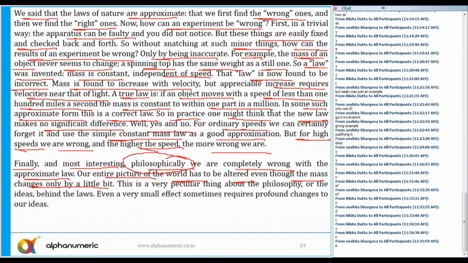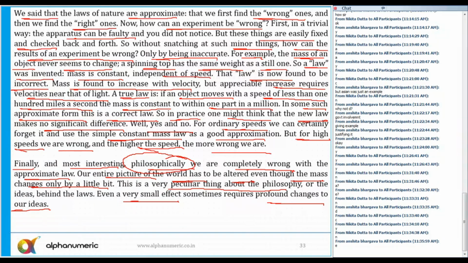This is a very peculiar thing about philosophy. Even a very small effect sometimes requires profound changes to our ideas. So philosophically, we are always completely wrong, because every time we need to make changes. Okay, according to philosophy, something is absolutely right only when you don't have to make changes.